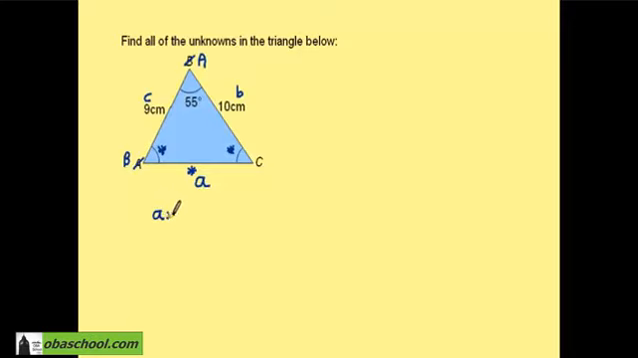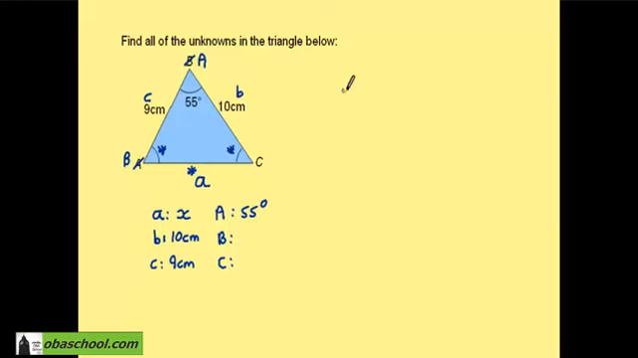Let's look at our collection of information. A and A, B and B, and C and C. We know the angle A is 55 degrees. We know that B is 10 centimeters, C is 9 centimeters, and we're trying to find A. Let's call it X.